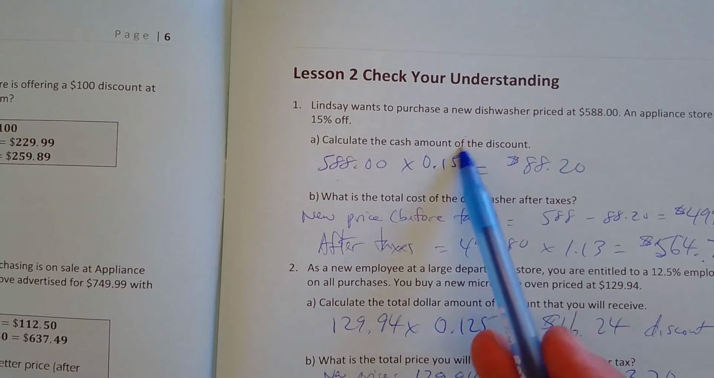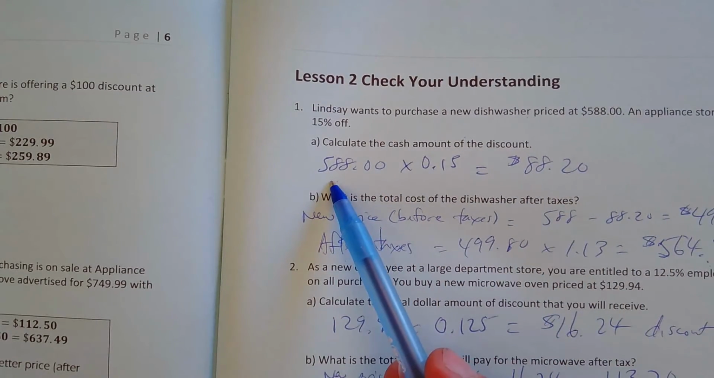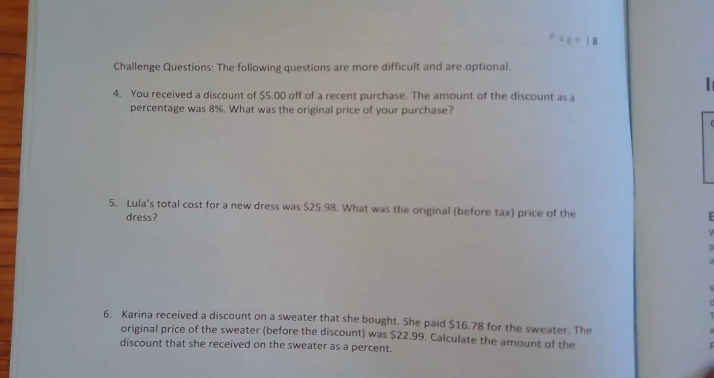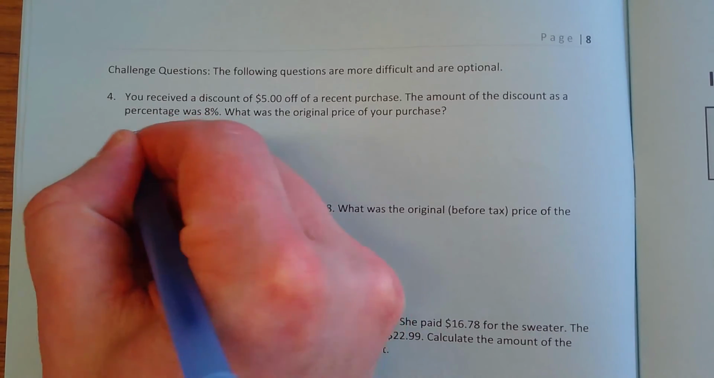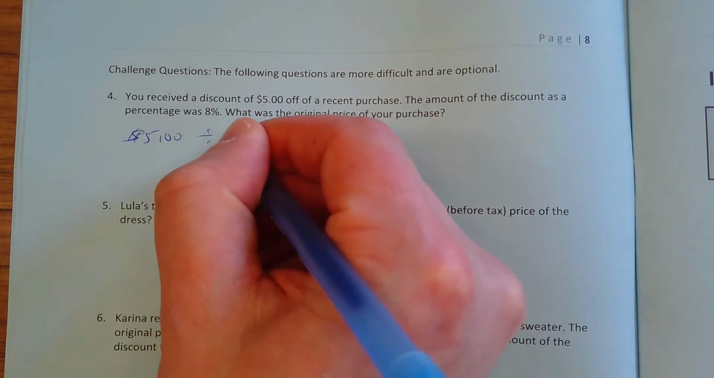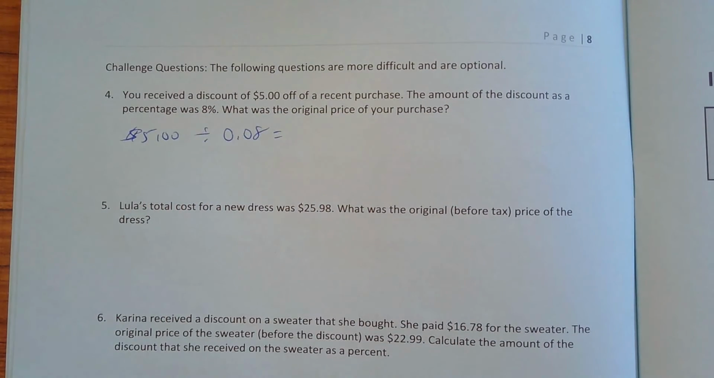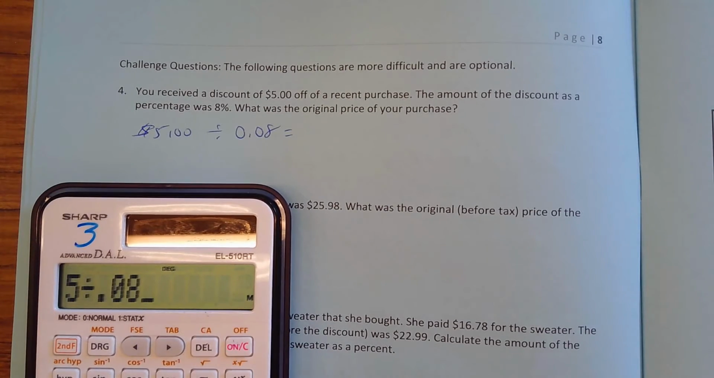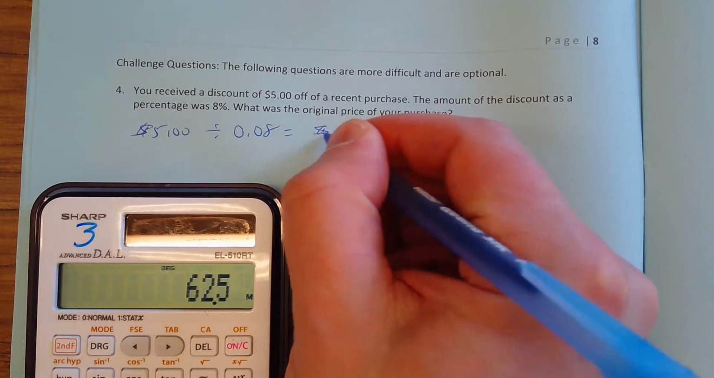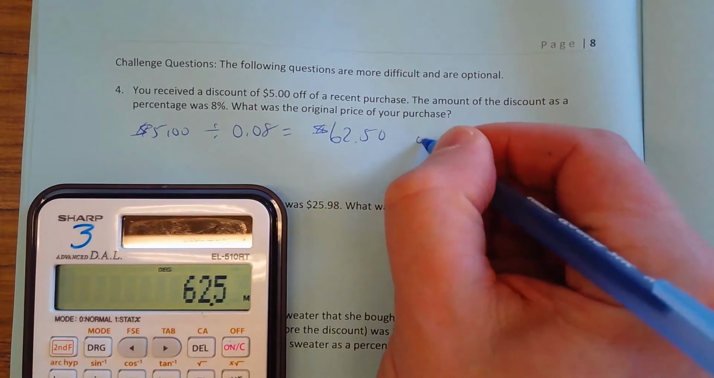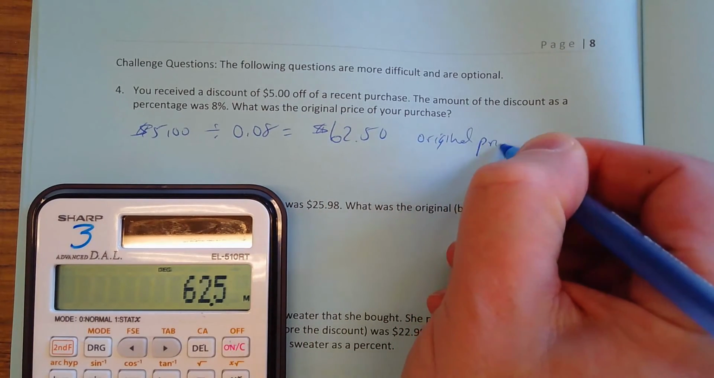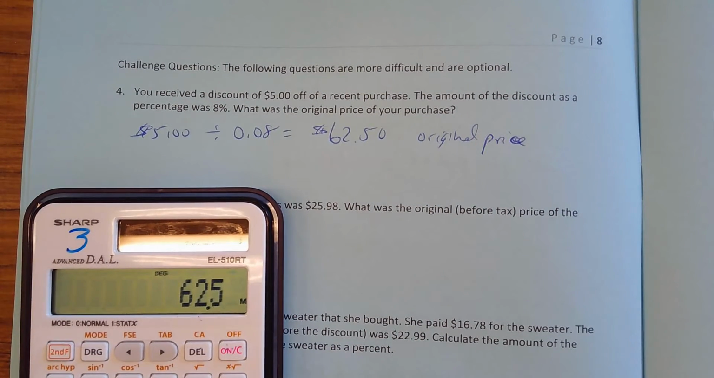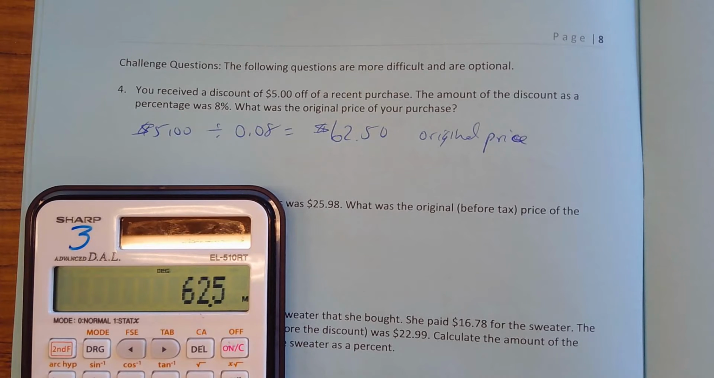It's giving us what our discount is and it wants to know what it was before. So instead of multiplying, I'll just divide. Let's go backwards. So I'm just going to take my $5 divided by 0.08. And I get $62.50 as my original price. That's what it would have had to have been to get that much of a discount, to get $5 at 8%. So we go backwards.